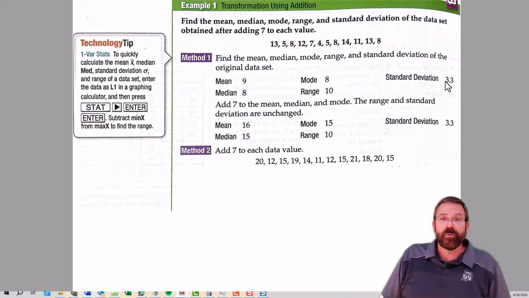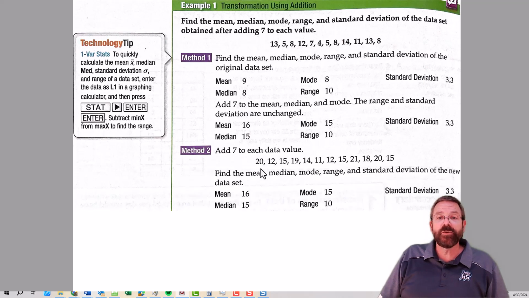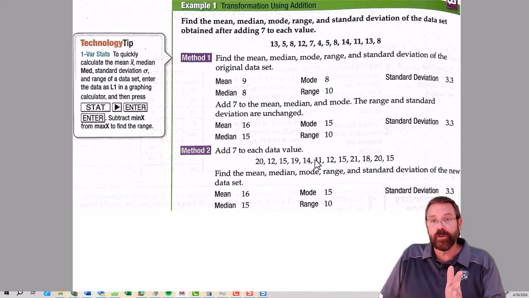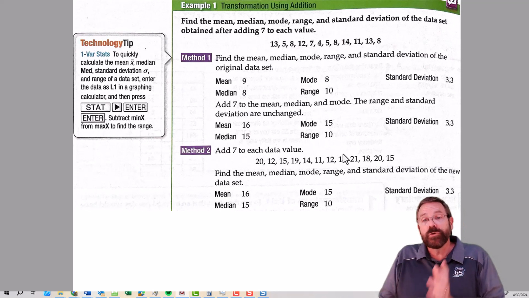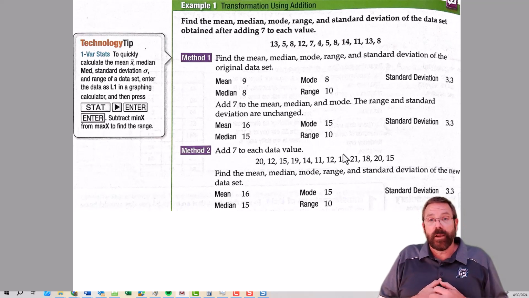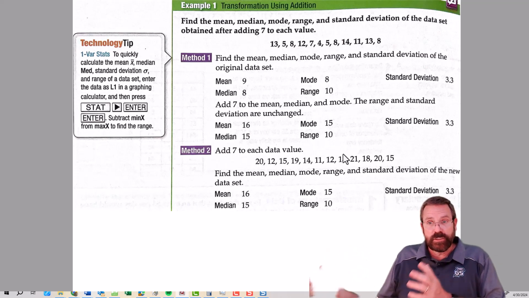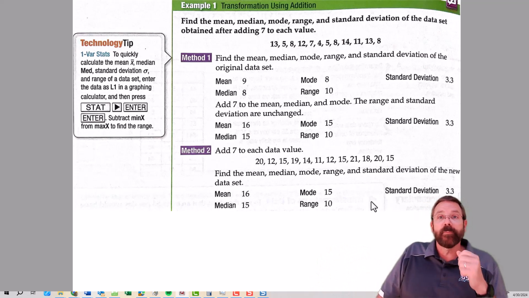That's doing method 1. To do method 2, you have to do it a little bit more painfully. You have to take and add 7 to every one of these data values. After you add 7 to every one of those, then you're going to take every one of these data values here to get these new data values down here. Then you got to type those new data values in to your calculator and do the same exact process to find the mean, median, mode, and standard deviation I showed you before.